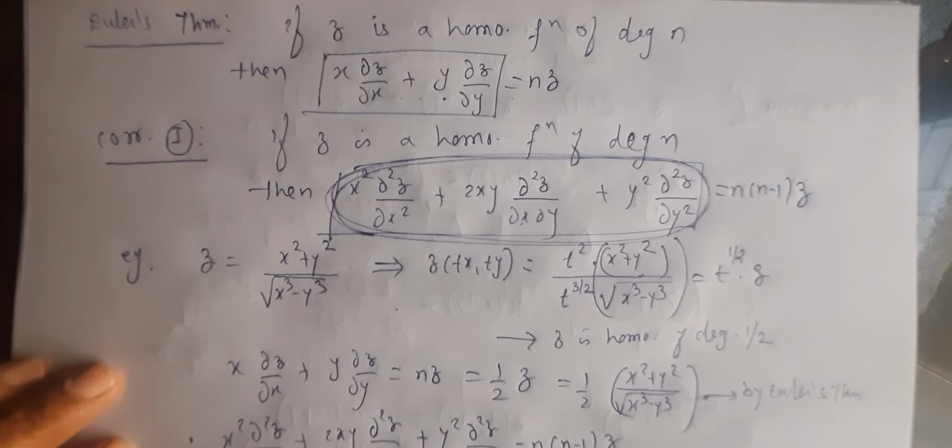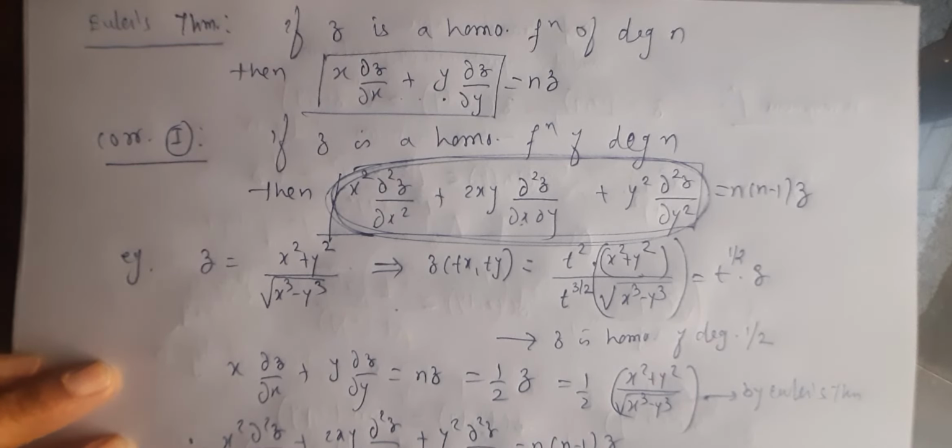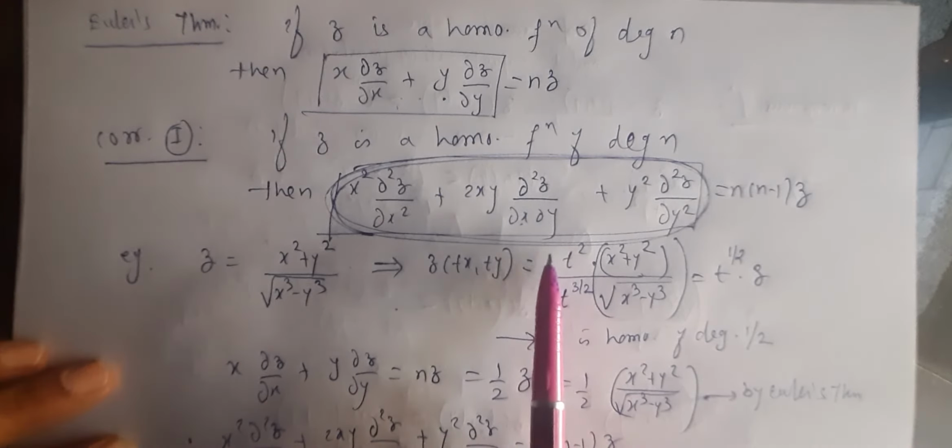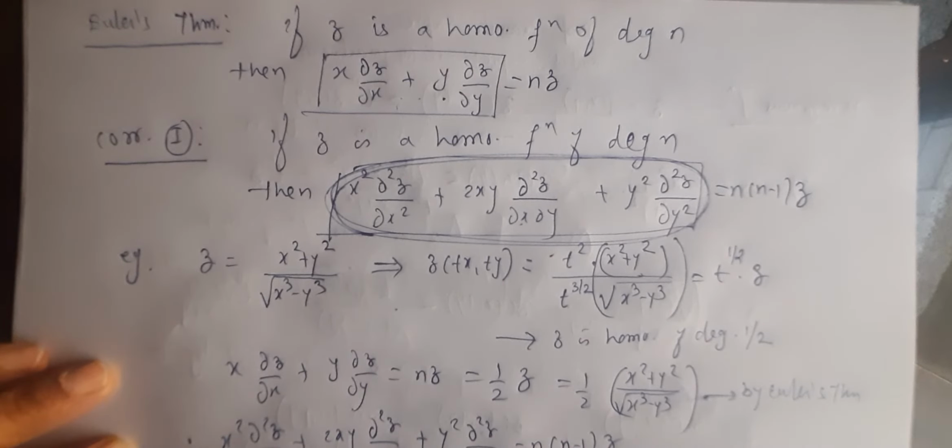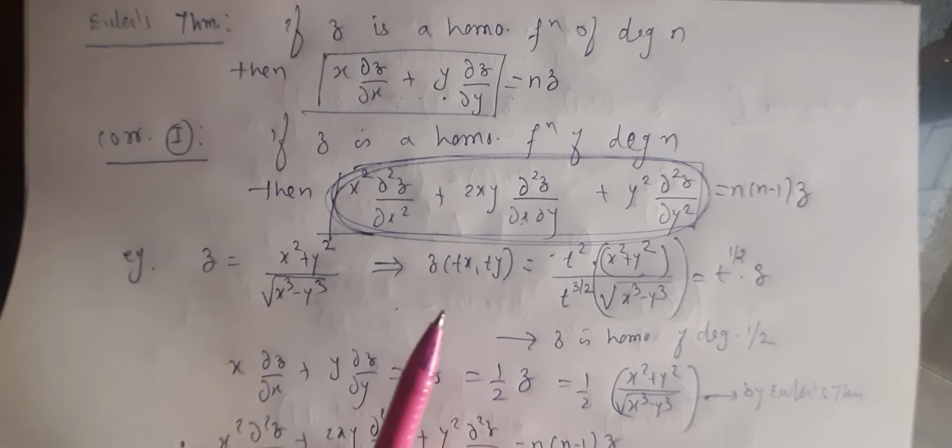The moment you see these two expressions, you have to think of Euler's theorem and corollary, which means you have to prove the function is homogeneous. Rather, I will say you have to check whether the function is homogeneous or not. If yes, directly write this as n into z, this as n into n minus 1 into z. If no, what to do? We will see slowly. Let's have one more example.